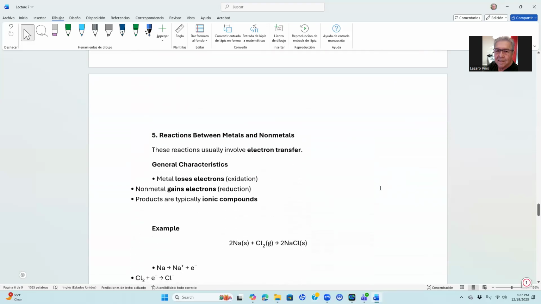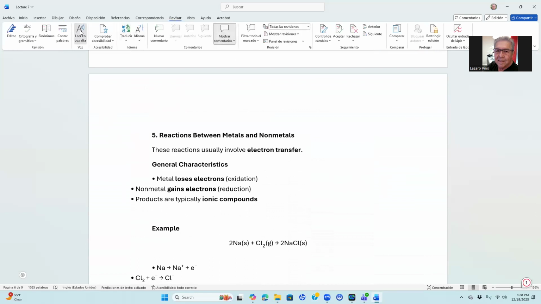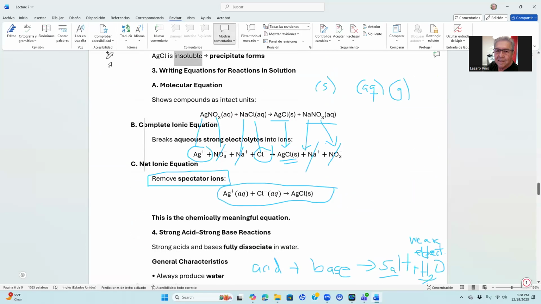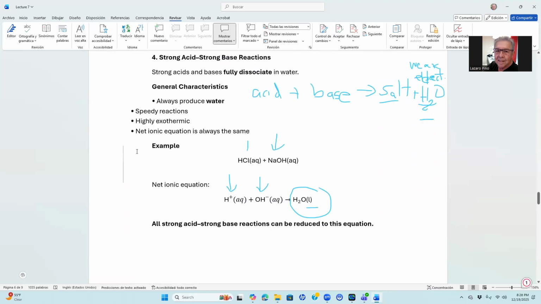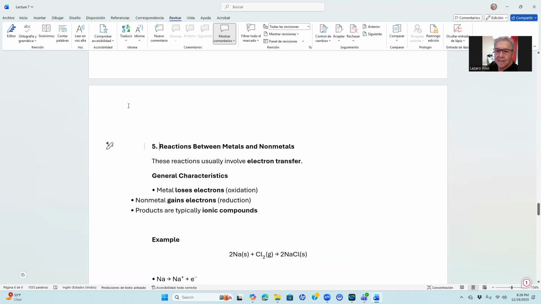Okay, let's continue then. Reactions between metals and non-metals. We're going to speak about reactions between metals and nonmetals. These reactions usually involve electron transfer. General characteristics: metal loses electrons, oxidation. Non-metal gains electrons, reduction. Products are typically ionic compounds.